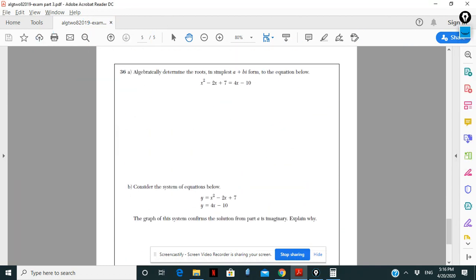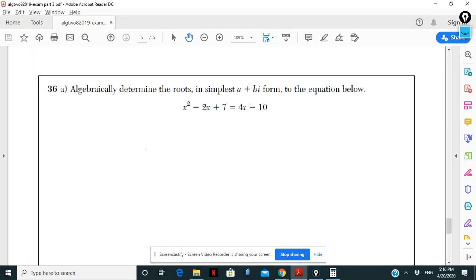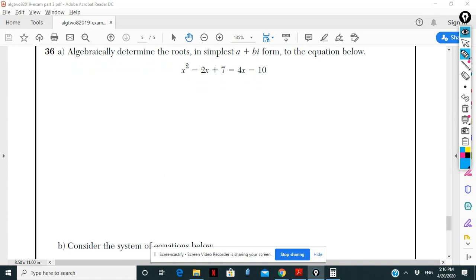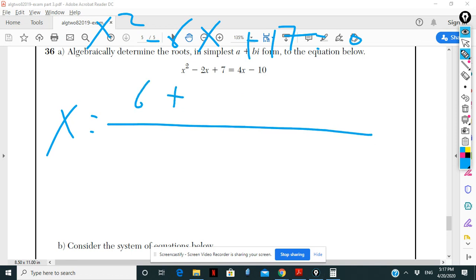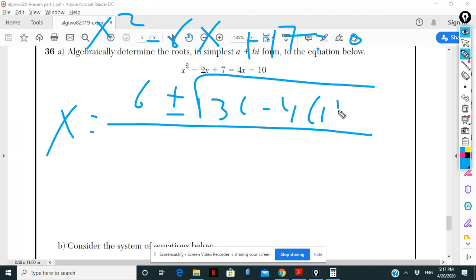Question number 36. Solve the equation in the simplest form. So I'm going to write them as minus 4x plus 10. So I get x squared minus 6x plus 17 equal to 0. I'm going to use the quadratic formula. x equals negative b, 6, plus or minus the square root of b squared, 6 squared is 36, minus 4 times 1 times 17, divided by 2.